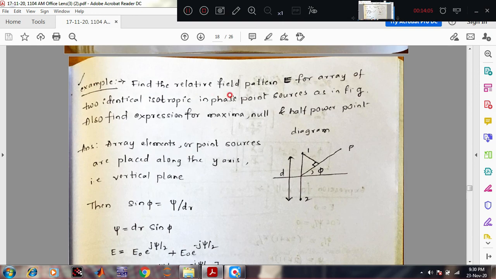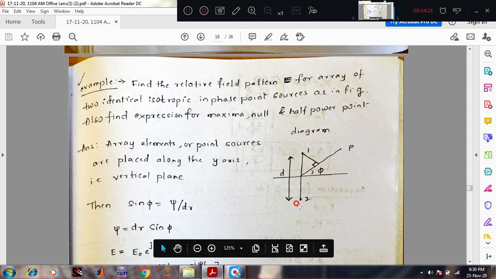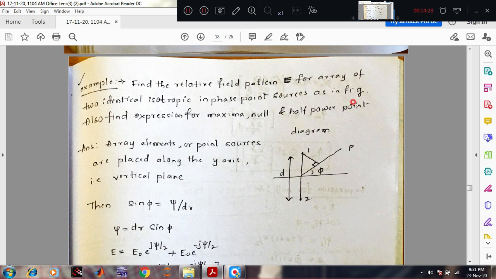See, one example: find the relative field pattern E for an array of 2 identical isotropic in-phase points as shown in the figure. Also find expressions for maxima, null and half power point. See, the array elements are placed like this, 1 and 2. Spacing between them is d. So we need to find expressions for maxima, null and half power point. This is very important. Here the array elements are placed on the y-axis, that is, vertical.